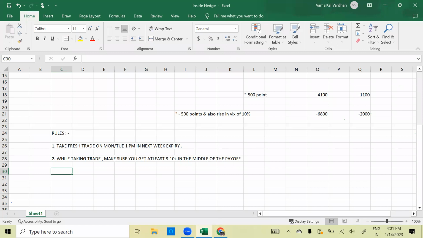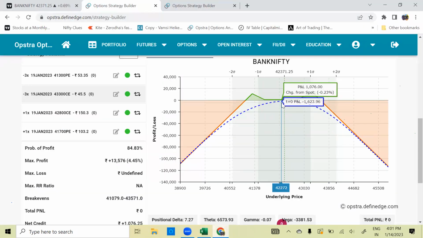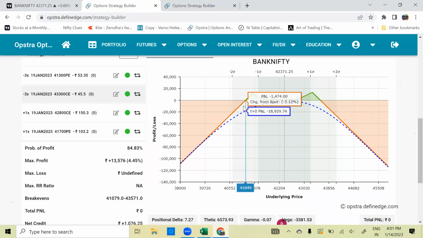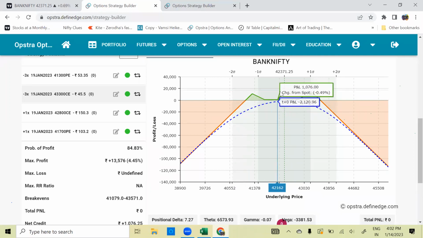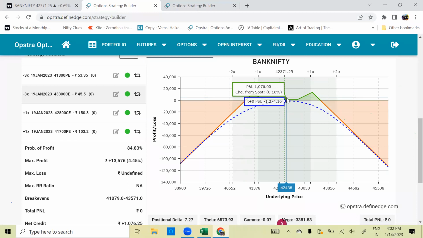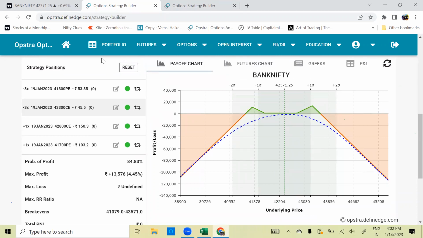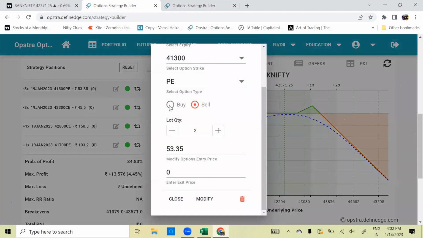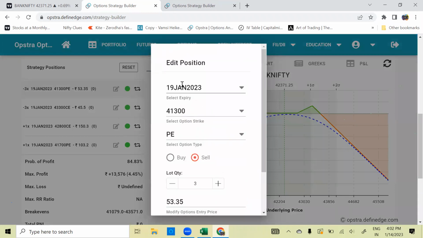If you just observe here in this trade, in the middle place we are earning just 1,000 rupees. Even if I manage very well and make Bank Nifty stay in this range only, I am able to make only 1,000 rupees. Why? Because in the present week the premiums are very much less. So the same way, 41,300, I will just shift to next week.